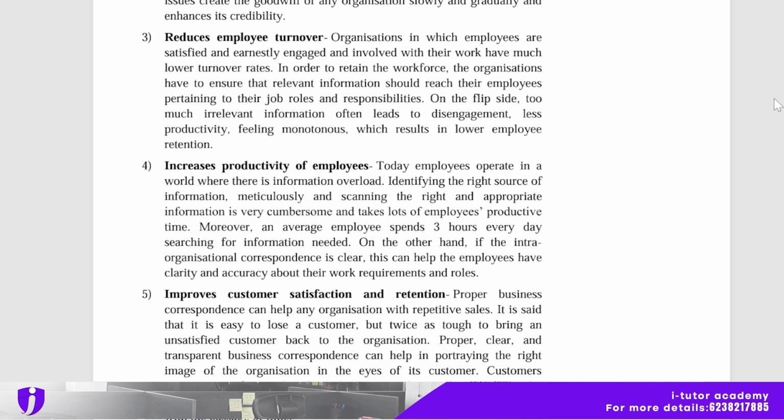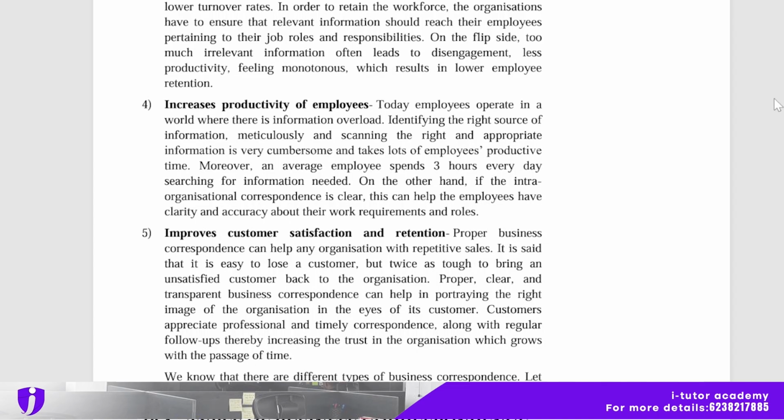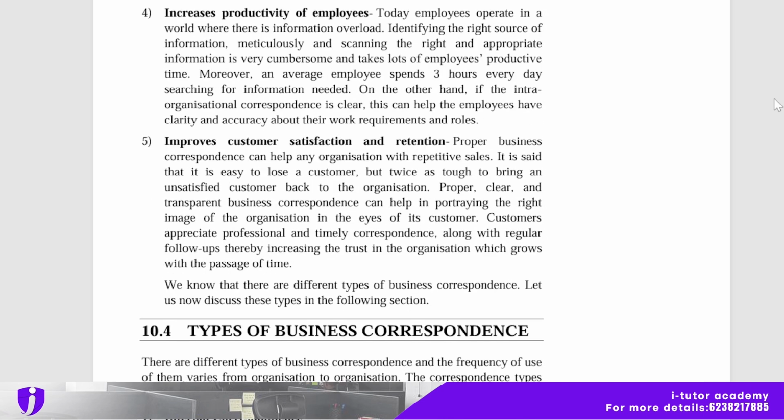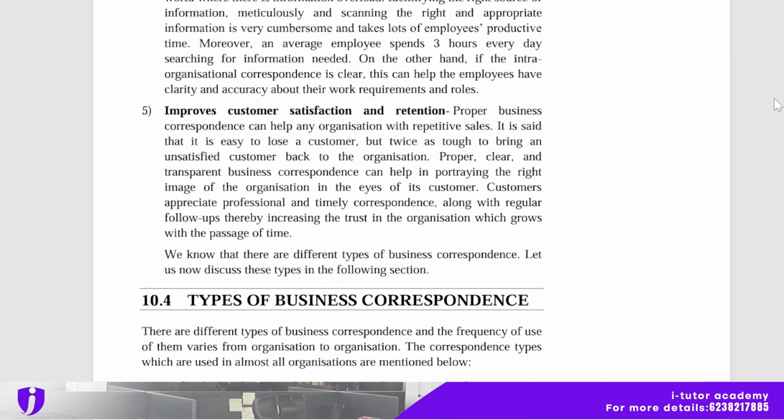Reduce employee turnover. Organizations in which employees are satisfied and earnestly engaged and involved with their work have much lower turnover rates. Next is increased productivity of employees. Today employees operate in a world where there is information overload. So identifying the right source of information and scanning for the right and appropriate information is very cumbersome and takes lots of employees' productive time. Okay, so that increases productivity of employees.